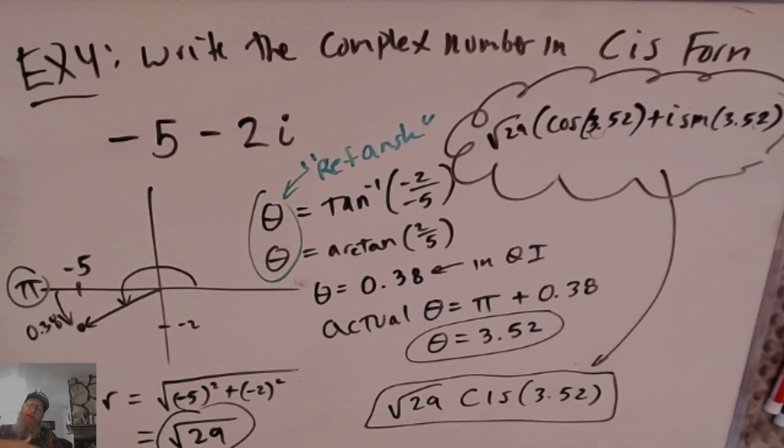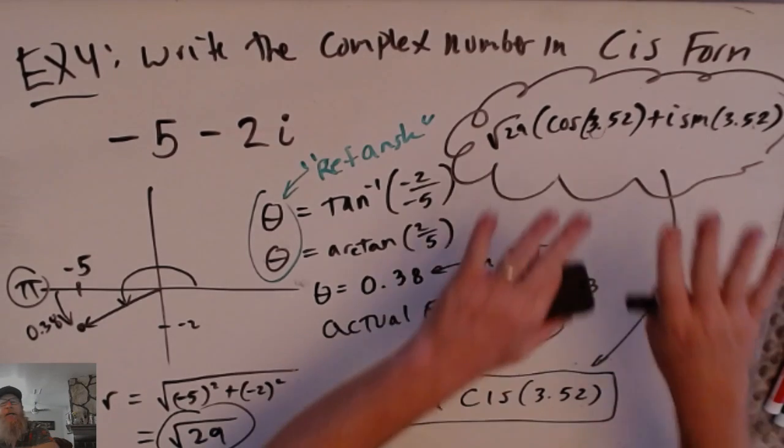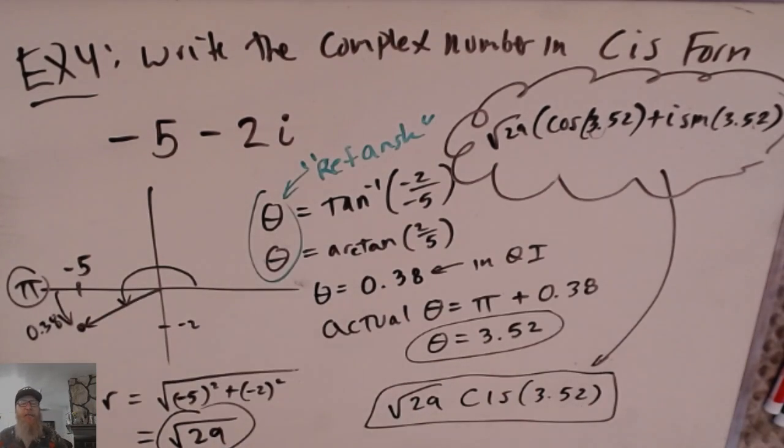We want to go back the other way now. We want to take a number that's written in this form and rewrite it into rectangular form so that we have a full spectrum of mobility here. We want to be able to go both directions.